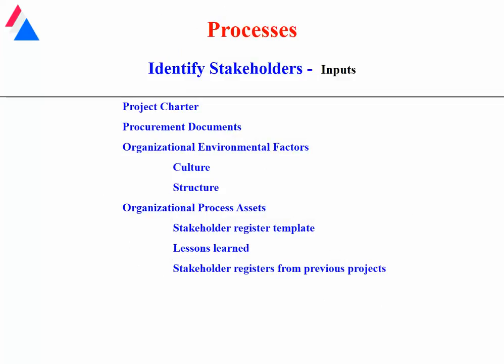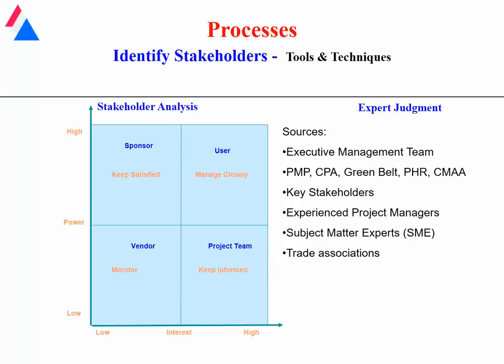The processes, in more detail, include identifying the stakeholders and the inputs for that. Other sources of information would be the project charter, other project documents, organizational factors like the culture and structure of the organization, organizational assets like the stakeholder register template, any information from lessons learned from prior or similar projects, and stakeholder registers from prior projects. The process is also for identifying stakeholders.